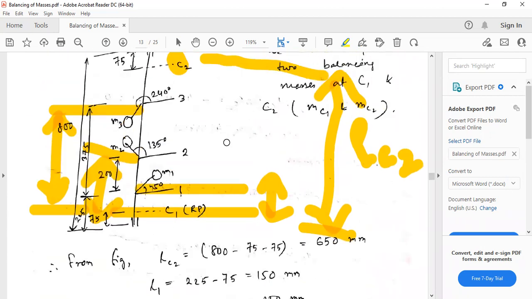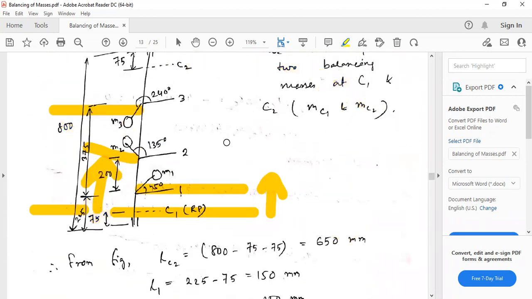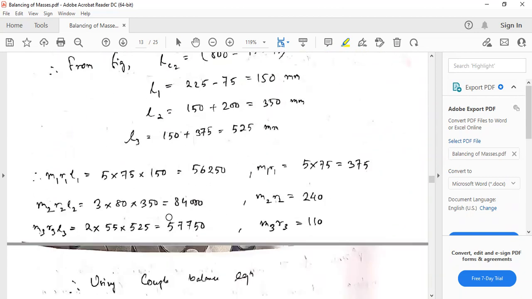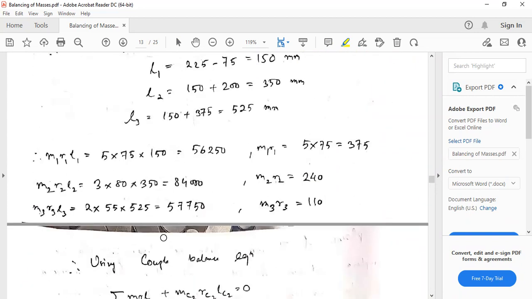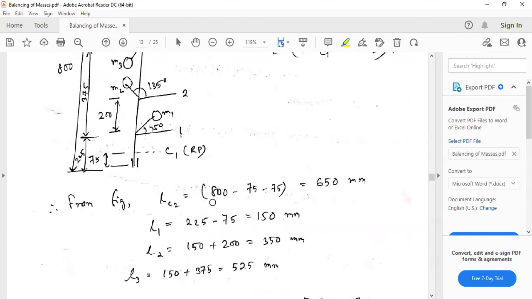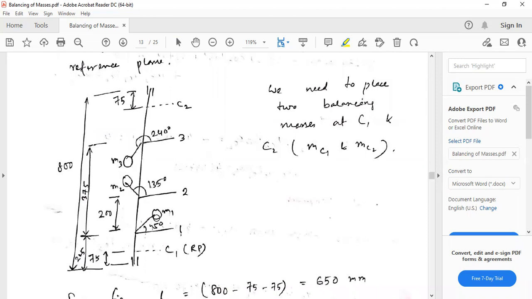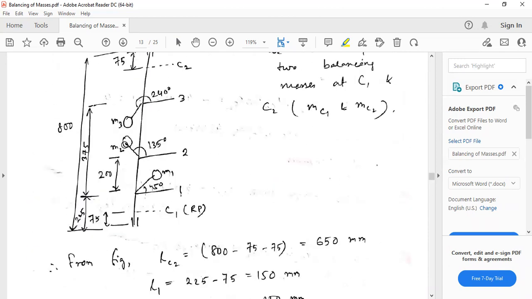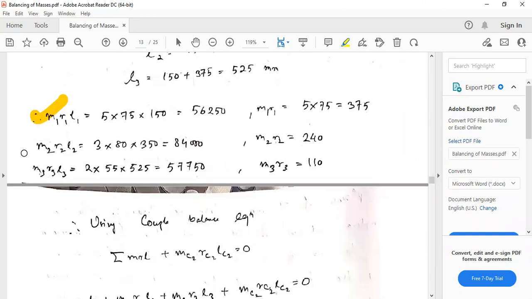So now we have all the distances for all the masses from the reference plane. Now we can calculate the couples. So for the first mass M1, the couple is M1 R1 L1. So we have got the value. Similarly, M2 R2 L2, M3 R3 L3. These are the couples. For the M1 mass we have found the couple here. For the M2 mass, we have found the couple here.